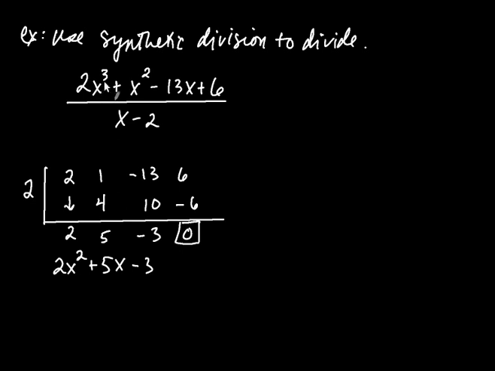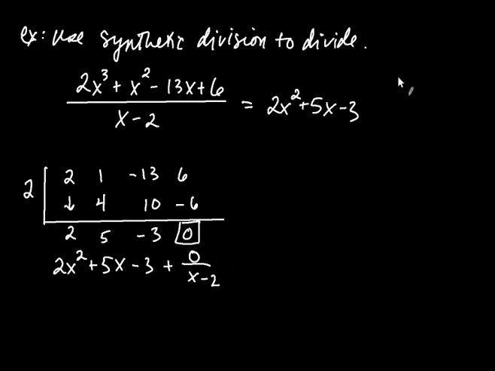Because you always start 1 degree less than the degree of the polynomial in the numerator. Notice that this would be plus 0 over x take away 2, because the remainder is 0. What does that mean? That means that, if you write it out like I did before as quotient plus remainder over divisor, this is equal to the quotient, 2x squared plus 5x take away 3, and then plus 0, right? Because it's plus remainder over divisor.